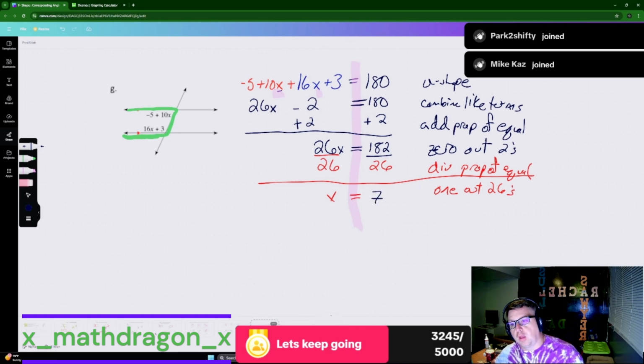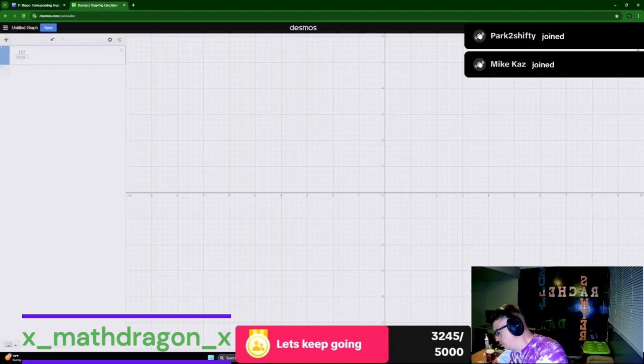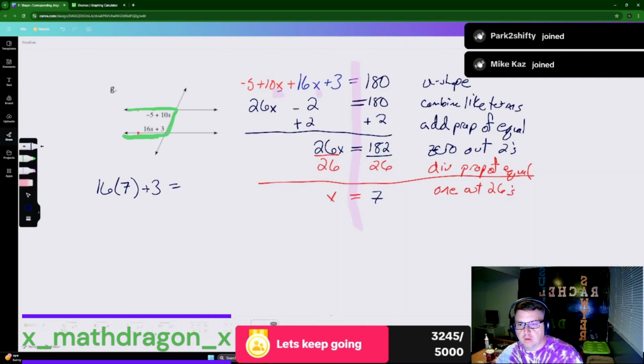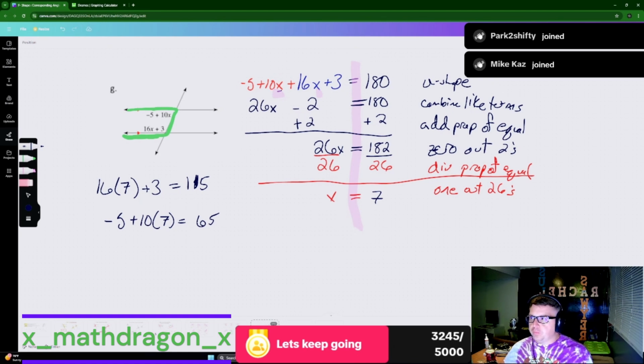Now, I would plug it back in to get 15 times 7 plus 3. That's 115. So then that means this should be 65, because if I put these two together, they add together to give me 180, which shows that they are correct. All right.